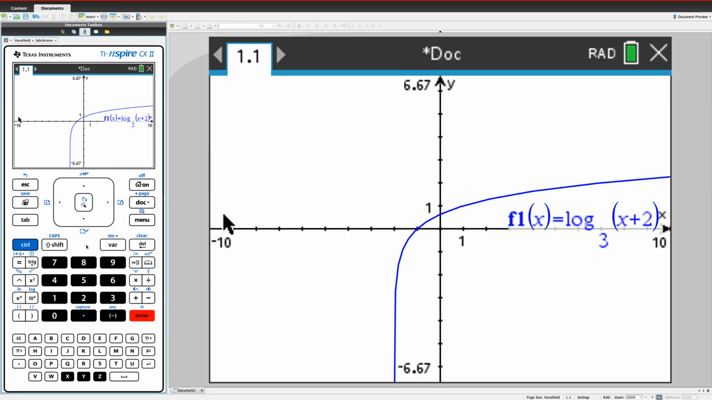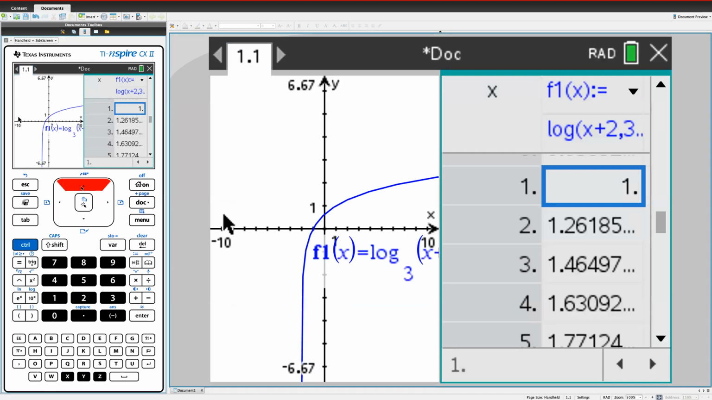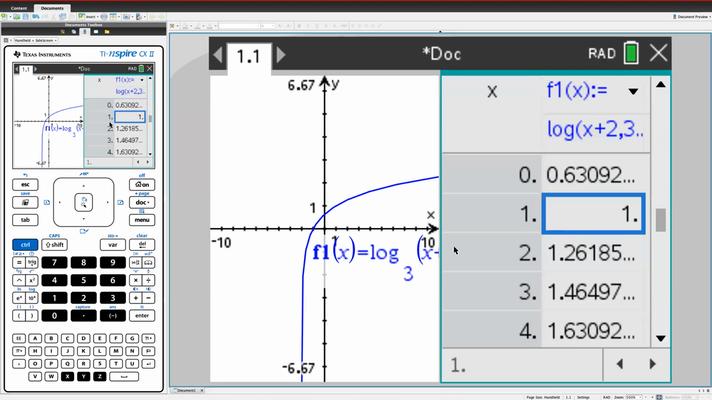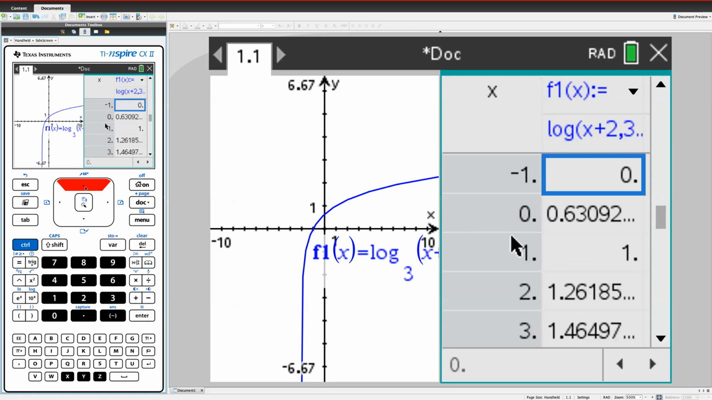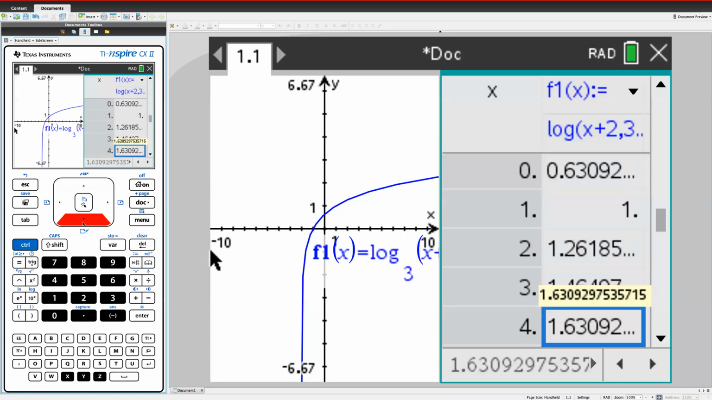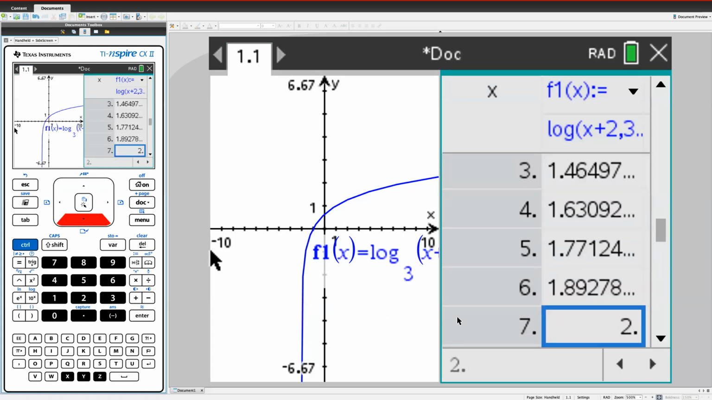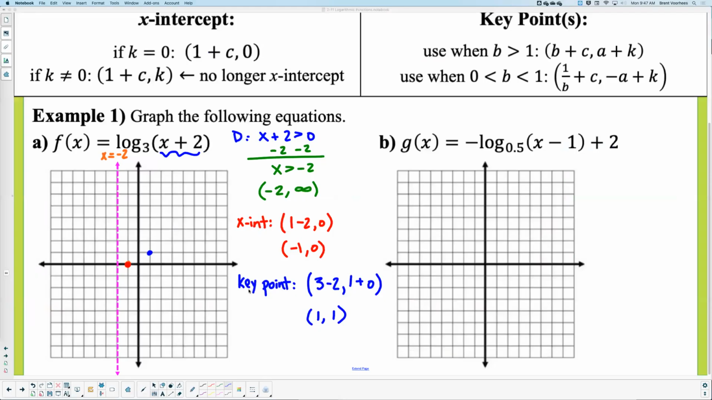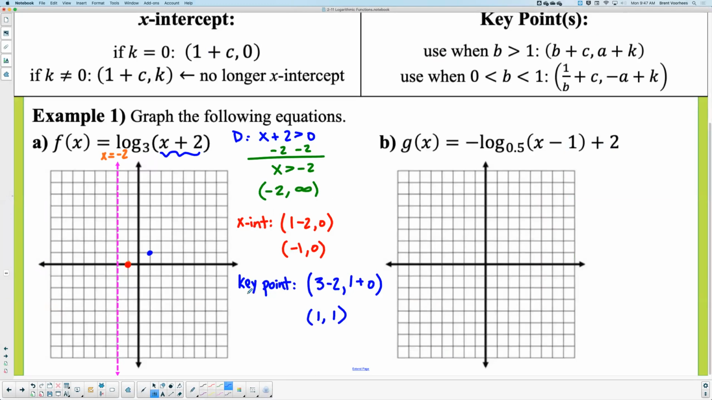And I want you to hit Control T to get a table. Now, what were the points we've already had? We had 1, 1, right? What was the other point we had? Was it negative 1, 0? So we got those 2 points. And where is the next point that they're seeing? 7, 2. That's the next point. 7, 2. That's what I was saying. It wasn't looking right to me. 1, 2, 3, 4, 5, 6, 7, 2.